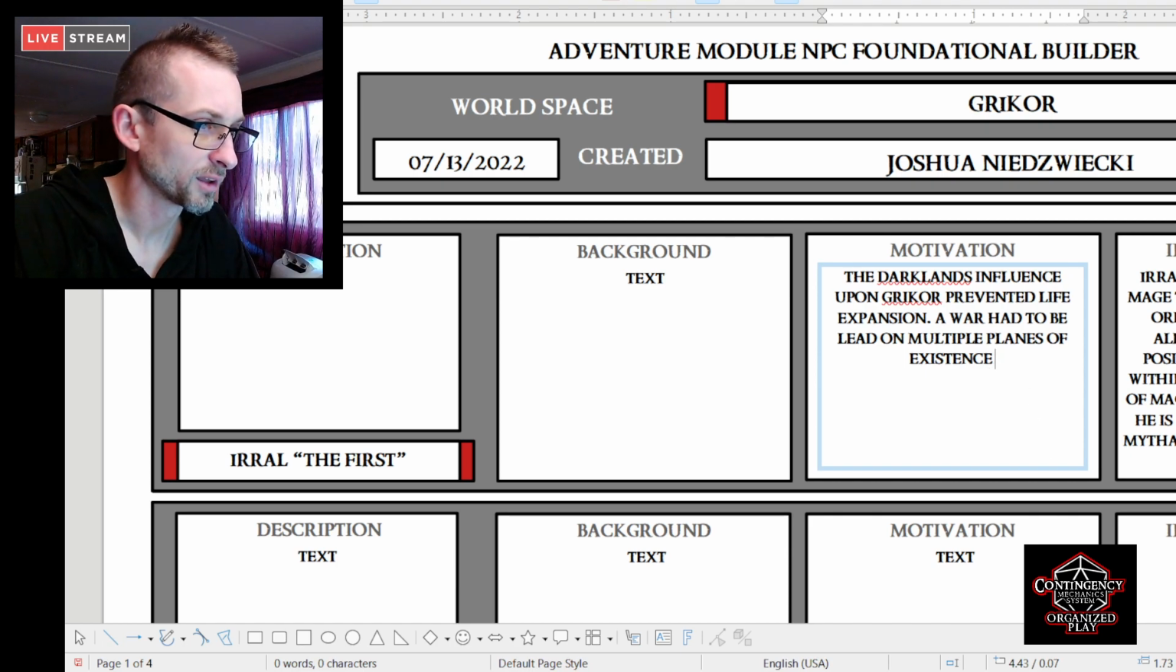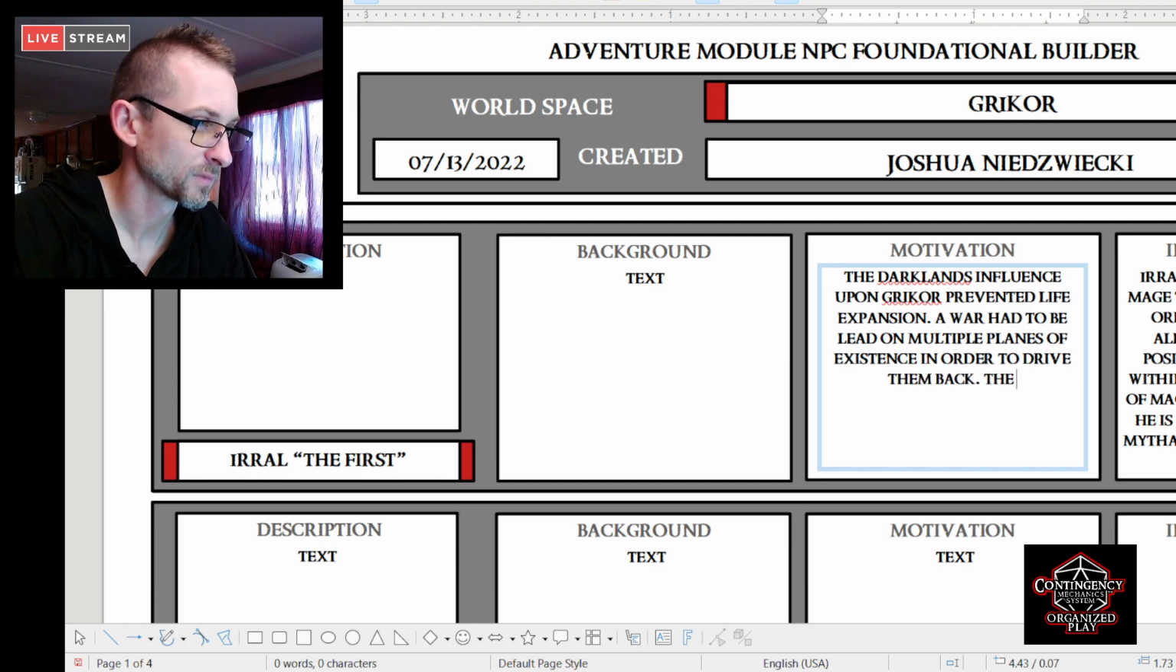So, the Darklands' influence upon Grikor prevented life expansion. War had to be led on multiple planes of existence in order to drive them. Proved difficult.